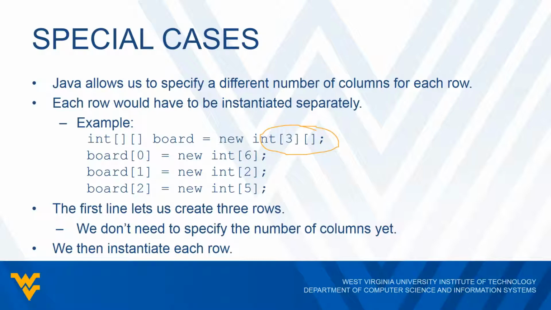So I do board[0] and I have new int[6]. If I do board[1], I could do new int[2], and I can do new int[5]. So the whole point is with this approach, I can have different numbers of columns for each row in my two-dimensional array.